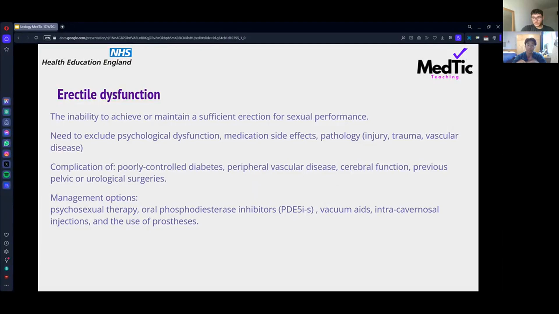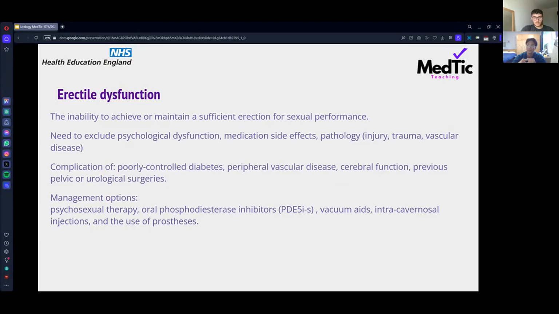However, on the medication front, you can prescribe oral phosphodiesterase inhibitors. An example of this is sildenafil. I think the trade names are Viagra or Cialis. Note that patients can get it from the GP, but they can also get it over the counter. So you might get people on these medications who aren't on their GP records.